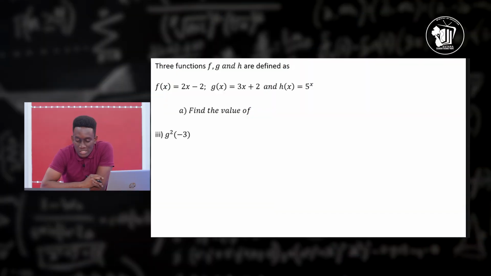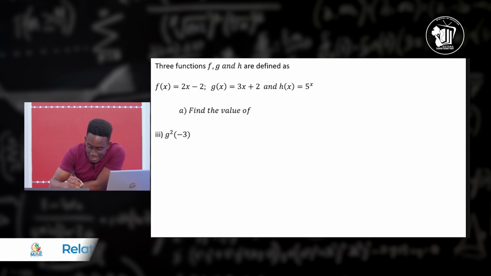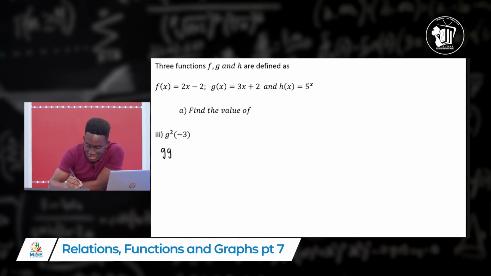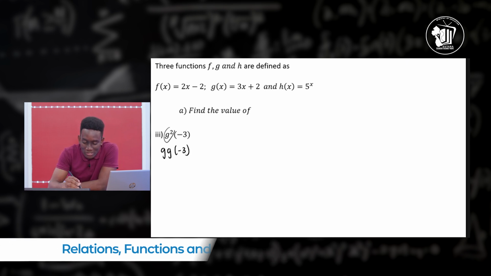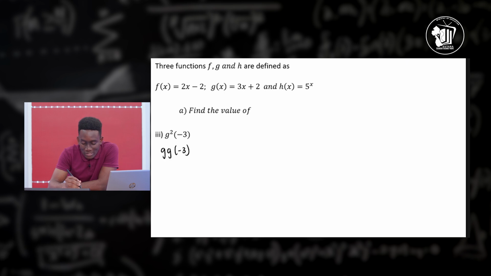So the next one says, we have the same set of functions. Find the value of g squared of negative 3. So this one may look a bit complicated, but it's very simple. We know g squared of negative 3 is the same as g of g of negative 3. So you're basically finding g of negative 3, and then g again, because the squared is g twice.